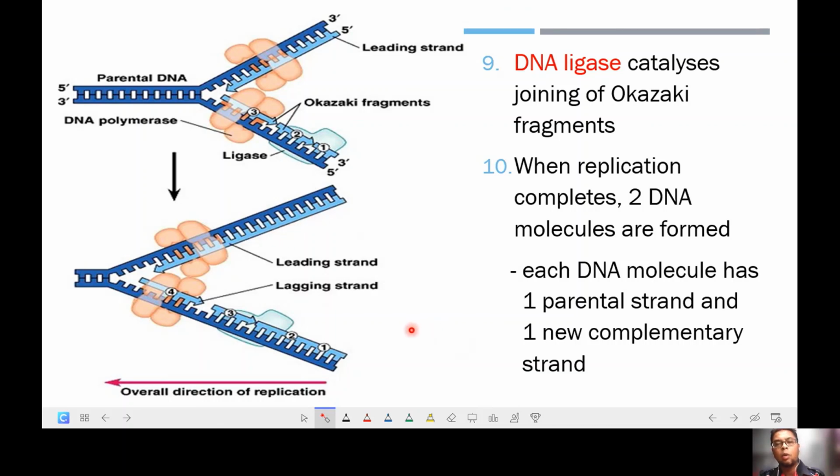And so that is how one DNA molecule can become two DNA molecules through the process of DNA replication.